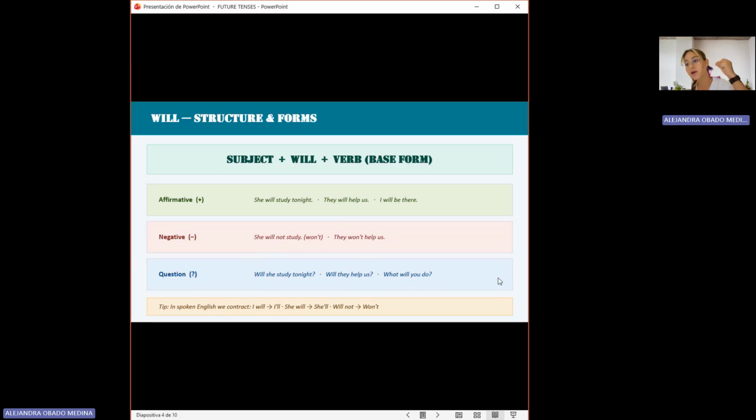Para dejarlo un poco más claro, en las conversaciones reales vamos a encontrar contracciones. No van a decir I will, sino I'll. No van a decir she will, sino she'll. O para la contracción will not, que la vemos aquí, pues vamos a escuchar normalmente won't. ¿Ok? Continue.